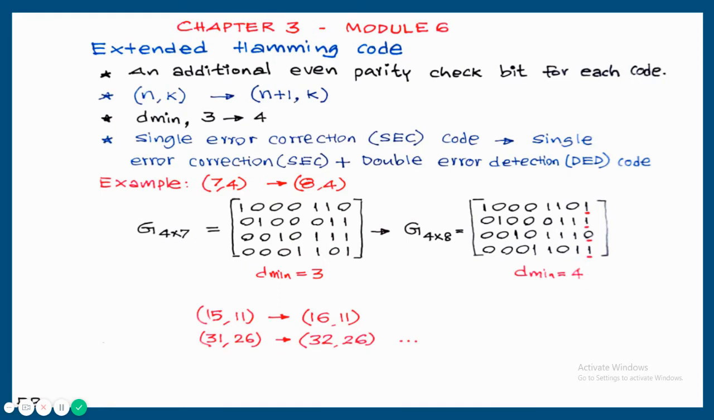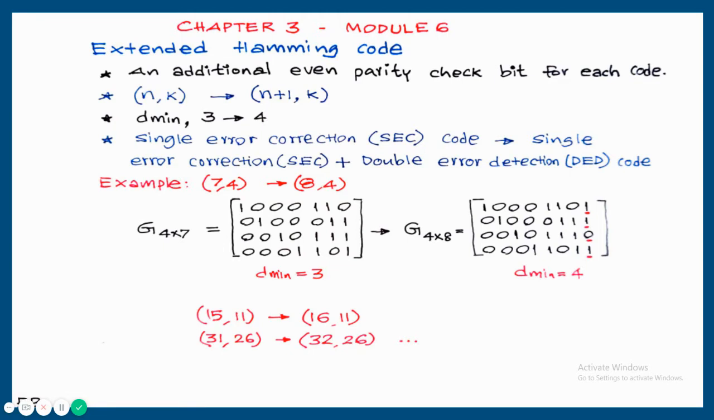But when d minimum is equal to 3, that situation is not possible. After 2-bit errors, the received code will be close to one valid code, so the receiver has to do the correction. But that wrong correction can be avoided with d minimum equal to 4. That is why when d minimum is equal to 3, it's a single error correction code, that is SEC code. But when d minimum is equal to 4, it is single error correction and double error detection code, that is DED code. This I will explain again at the end of this module.